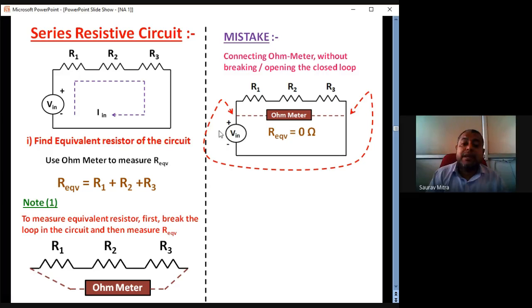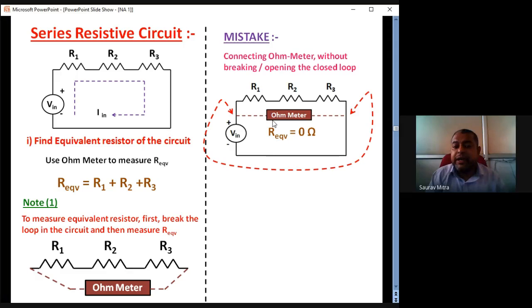This is a supply voltage. This is an ideal input DC supply voltage. This is having internal resistance of 0. That means this point is shorted, and this is the whole circuit connected. So what is the resistance between this point and this point? So between these 2 points where you are connecting the ohm meter, this whole thing is having resistance of 0.